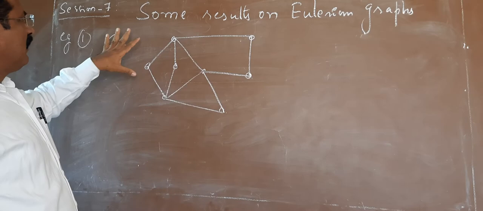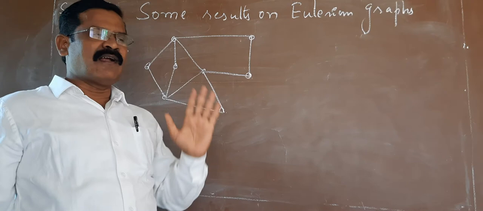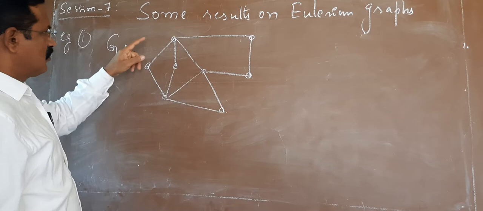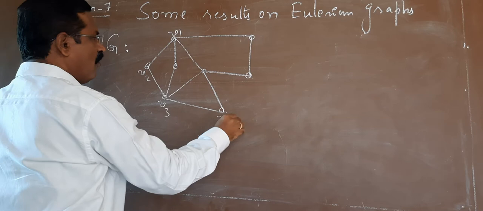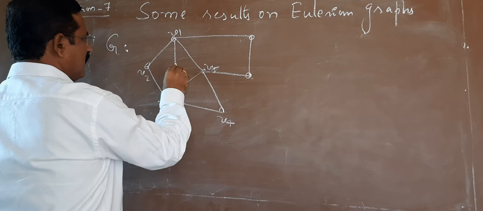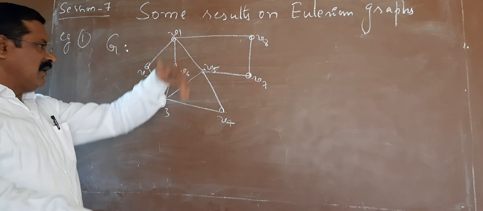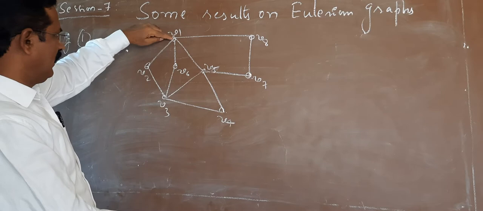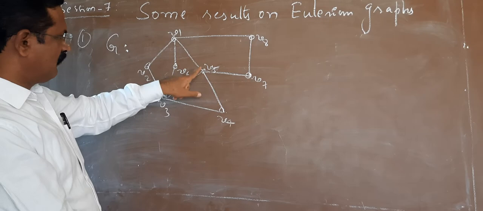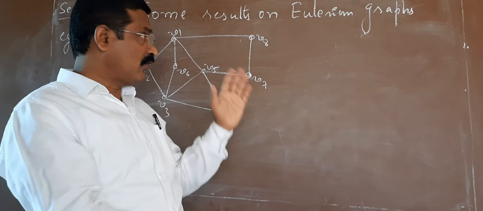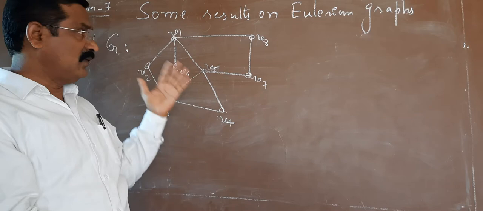First of all, let me verify whether this graph is Eulerian or not. One of the results says a graph is Eulerian if and only if the degree of every vertex is even. If I label the vertices as v1, v2, v3, v4, v5, v6, v7, v8, now if you observe the degree of every vertex, 1, 2, 3, 4, even, this is also even degree. Degree of every vertex is even. So by one of the theorems, since every vertex is of even degree, this graph G is Eulerian.